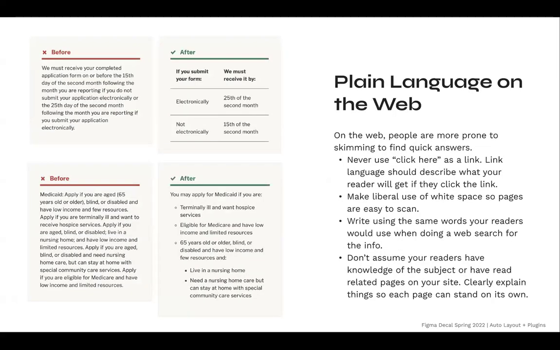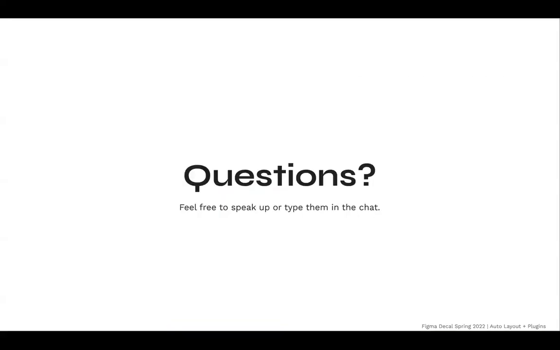Plain language on the web, so people are more prone to skimming to find quick answers. You never use "click here" as a link. Link language should describe what your reader will get if they click the link. That's what Slack does, right? You can add a link onto text and it'll describe exactly what that link is going to. You can make liberal use of white space so pages are easy to scan, using the same words your readers would use when doing a web search for the info so that they are automatically directed to what you're creating, not assuming that your readers have knowledge of the subject or have read related pages on your site. And this allows you to explain things so each page can stand on its own.